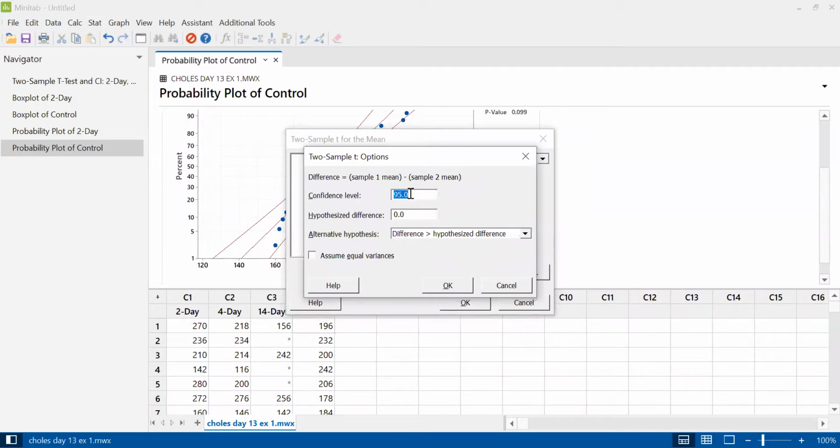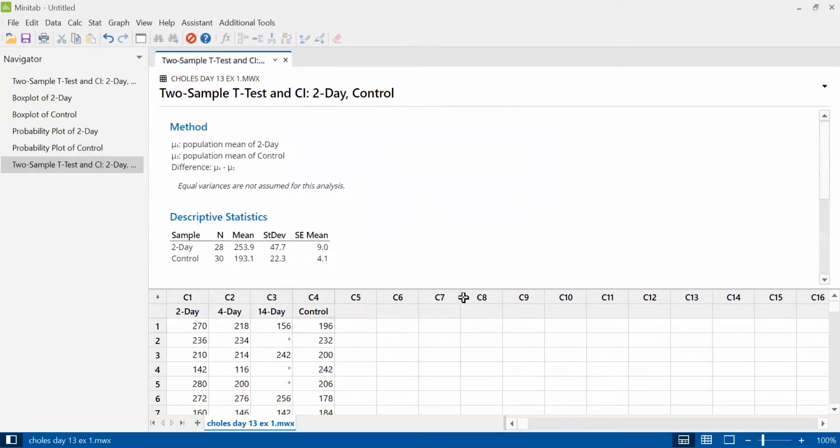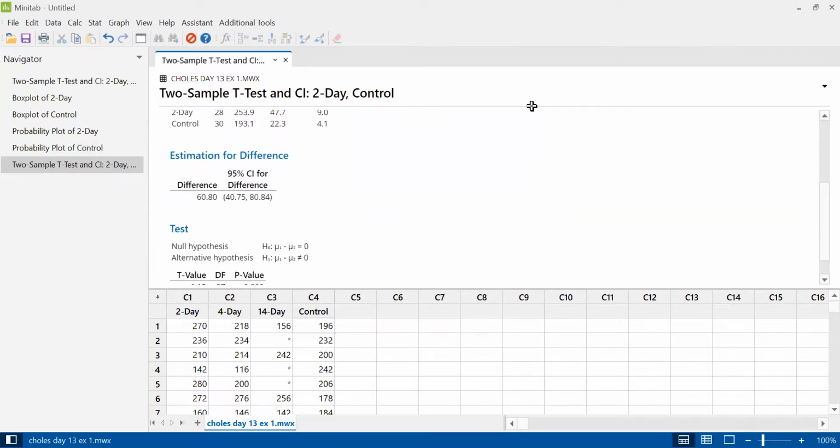I just want to take a look at my options because I want to get the CI. So that means I'm looking for a 95% confidence level, and my alternative has to be not equal to get a CI. I don't need to change hypothesized difference. It's still 0. And again, I still do not want to check off the box for the equal variances. I'm going to click OK twice. And right down here, we get our CI. So right here, my CI is 40.75 to 80.84.